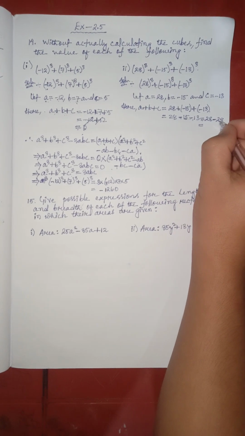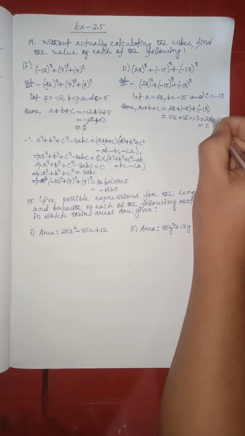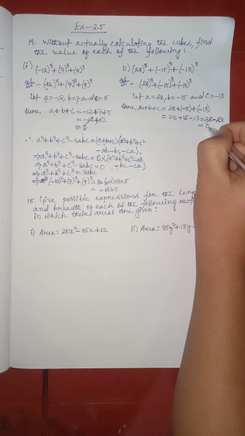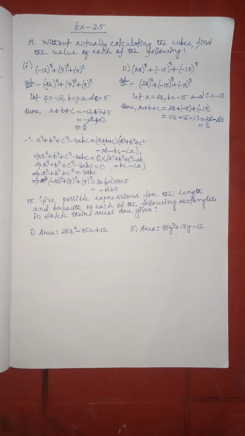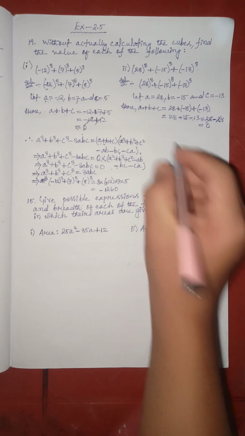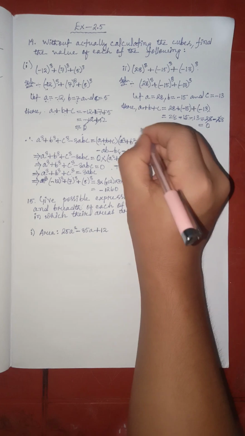Now, subtracting the same number from this, it is 0. In order to denote this, just mark it or just cancel these two. Then, what is the value that we got at last? It is 0. Now, the value of a plus b plus c that we have in this is 0. Then let us move to the next.